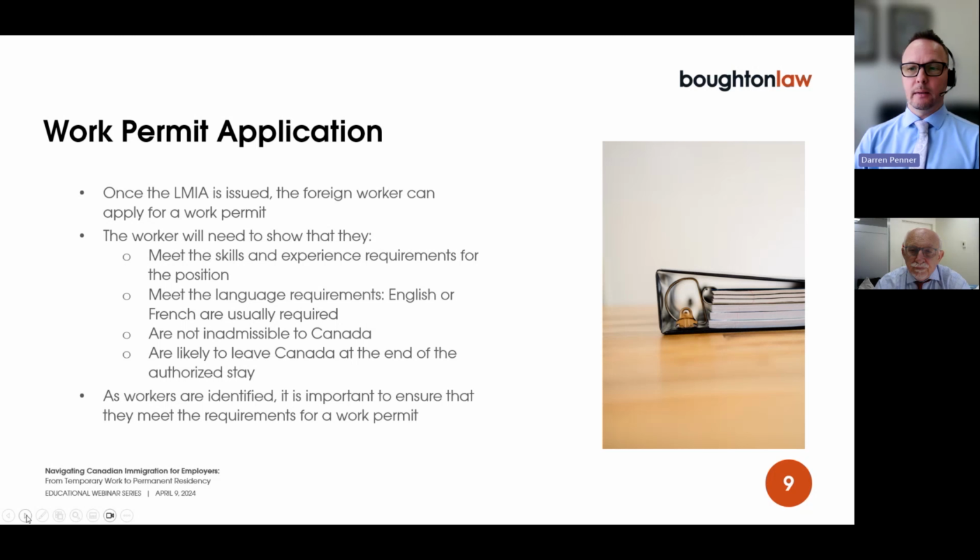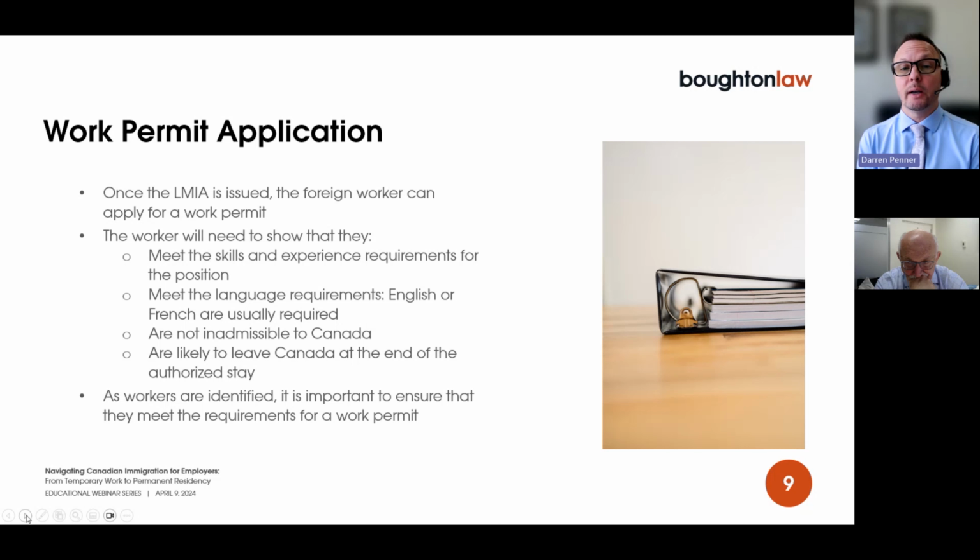The employee is assessed by Immigration, Refugees, and Citizenship Canada based on quite a few things. They need to show that they meet the skills and experience requirements for the position. They need to meet the language requirements. English and French are usually required, so it's going to be one of those two.